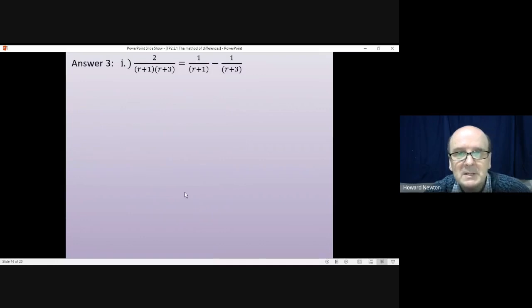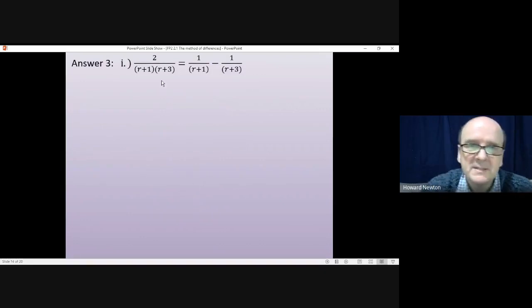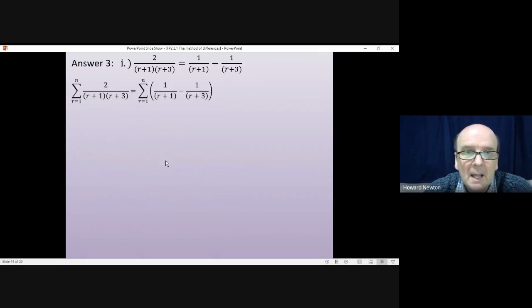Okay, so part 1, we were told that, so you didn't have to do the partial fraction work this time. We're going to try and find this sum. Well, it'll be the same as this sum because we know those two things are the same. And then we put in r equals 1 and see what happens.